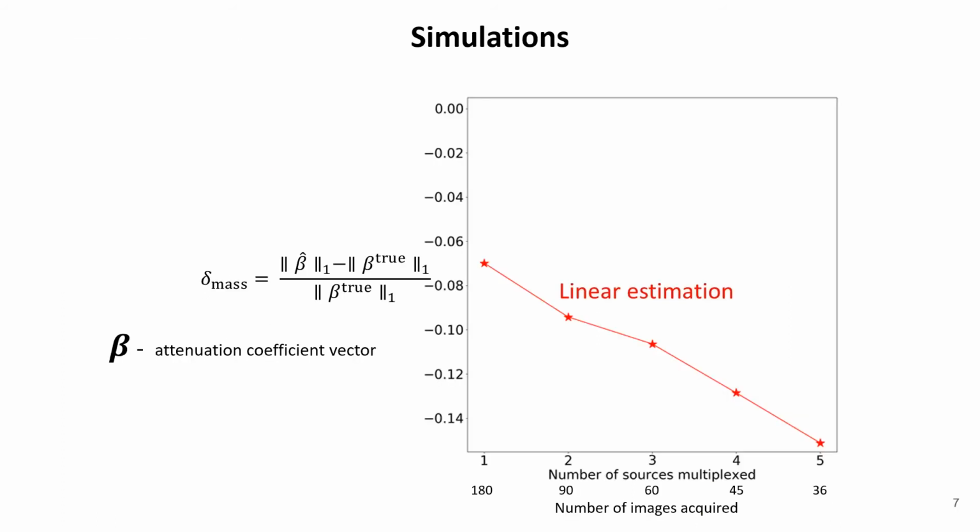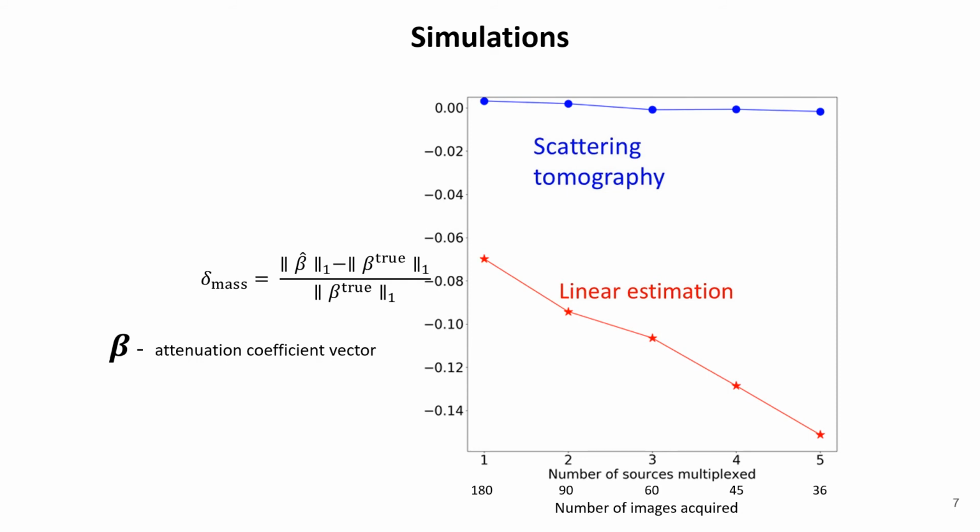We first compare delta, the global error term of the reconstructed mediums. Beta is the attenuation coefficient vector of all voxels in the medium. We can see the results of the linear estimation becoming worse as we multiplex more sources and increase the amount of scatter. In blue, we can see the results obtained by the scattering tomography. For up to 5 sources multiplexed, there is a minor degradation in reconstruction quality. From the graph, we can see we've retained similar reconstruction quality while reducing the number of images acquired. These results might indicate we can shorten the total scanning time by 80%.